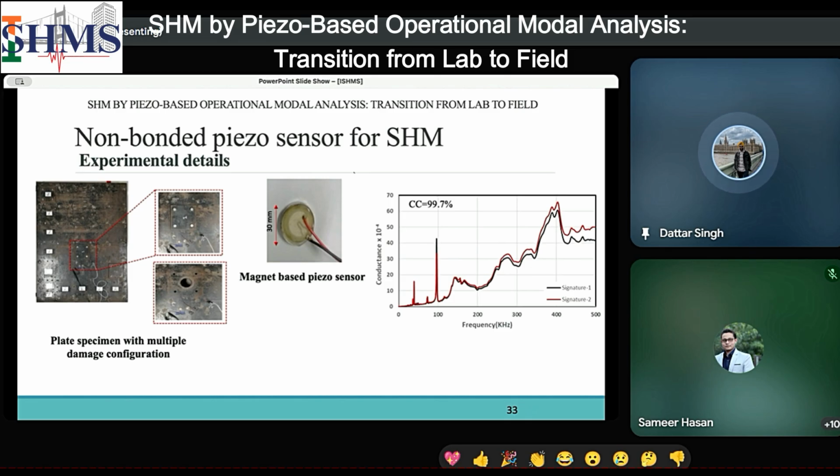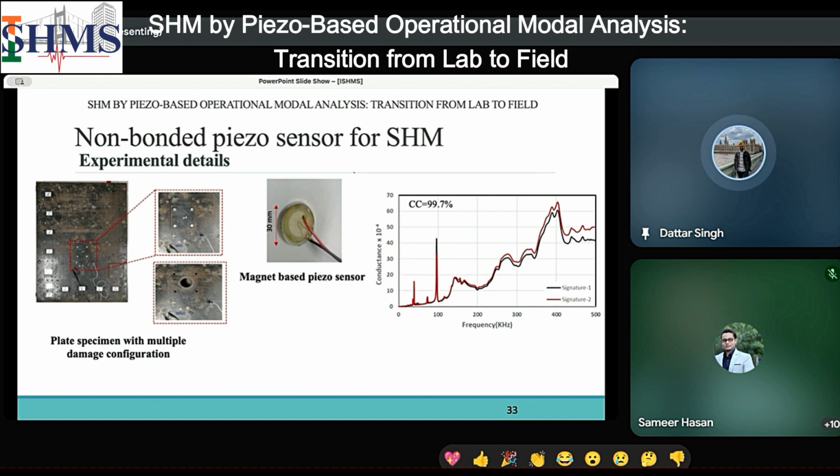Global monitoring and local monitoring, using experimental model analysis and again electromechanical impedance. So this conductance signature represents the repeatability of the sensors. It was put on the structure, the EMI signature was taken, then it was removed and put on the structure again, and the signature was taken again. Comparing these two signatures, we can see that we obtain a very high repeatability of 99.7%. It means only a deviation of 0.3% is there.